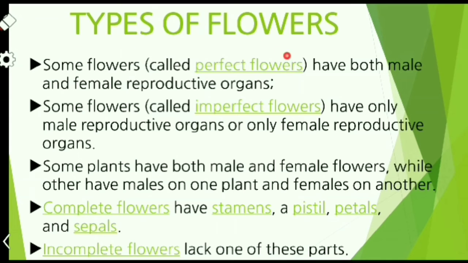We are towards the end of our discussion. Let us have some knowledge on the types of flowers. There are some flowers which have both male and female reproductive organs. These are called perfect flowers. There are some flowers which have only male or only female reproductive organs. These are termed as imperfect flowers. There are some plants which have both male and female flowers, while there are some other plants which have males on one plant and females on another plant.